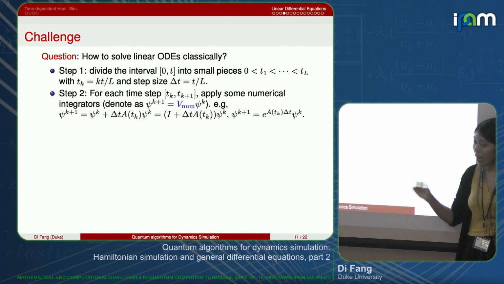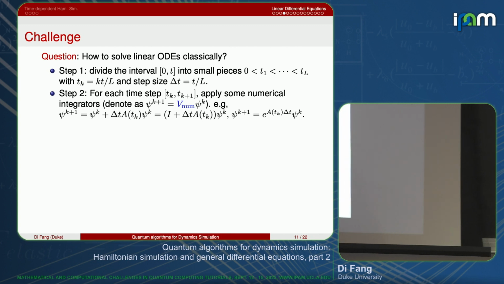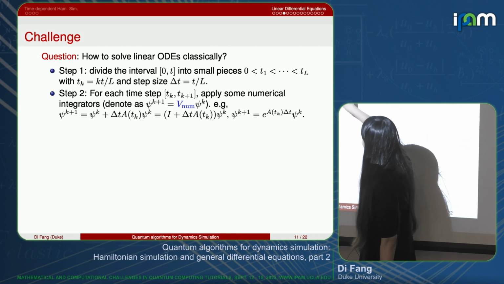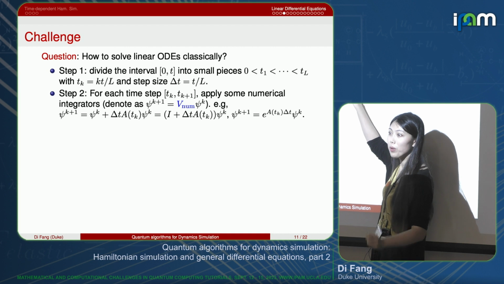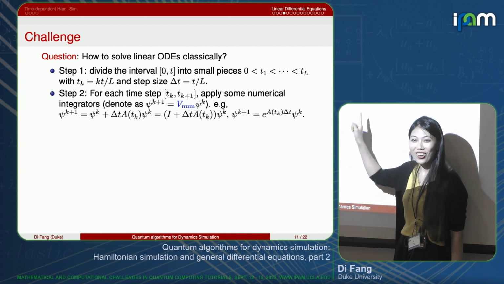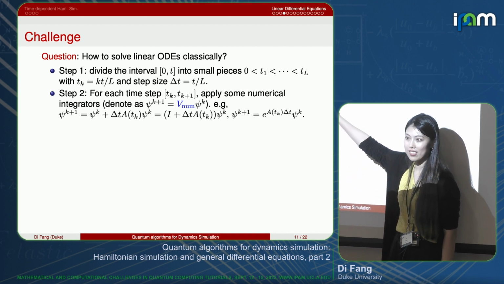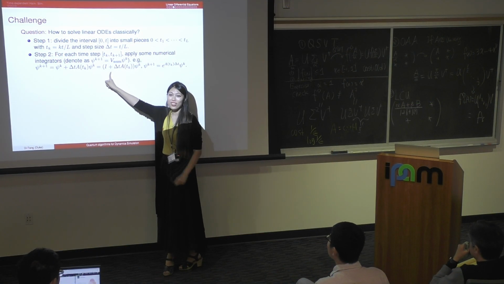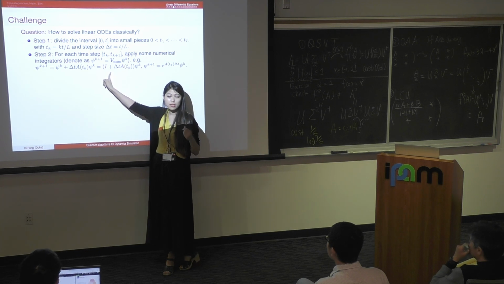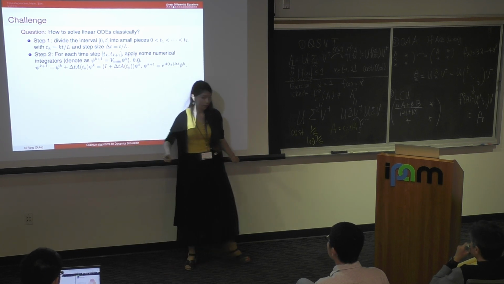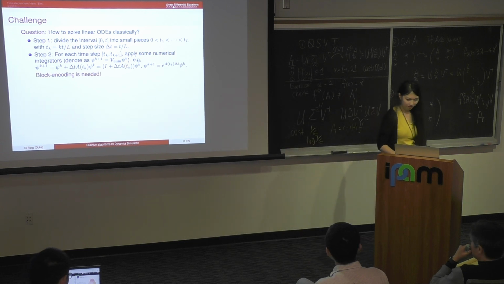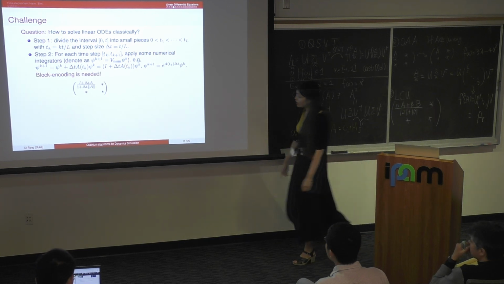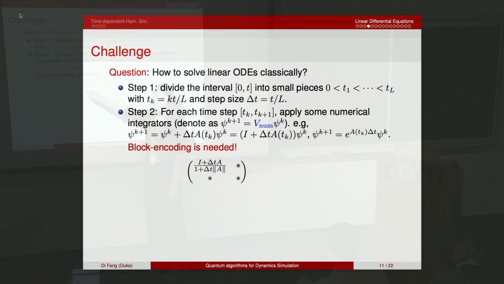OK, so now I want to do the block encoding. Suppose I have a block encoding of A. Can someone tell me what technique I use to do the block encoding of this? LCU, exactly. Then what do you expect to be the subnormalization factor? Exactly. This is the subnormalization factor you would expect to get, because this is the sum of the terms. All right, so far so good.